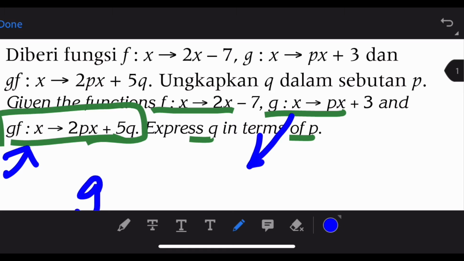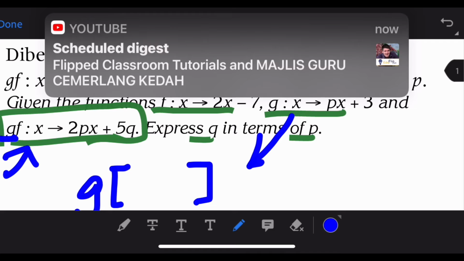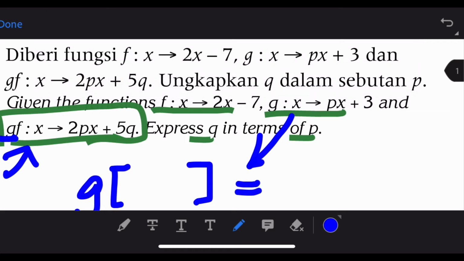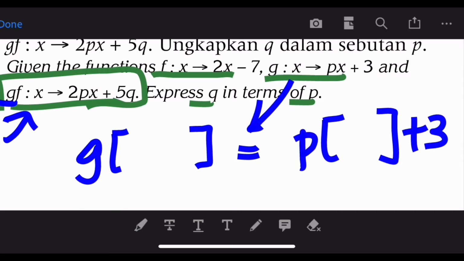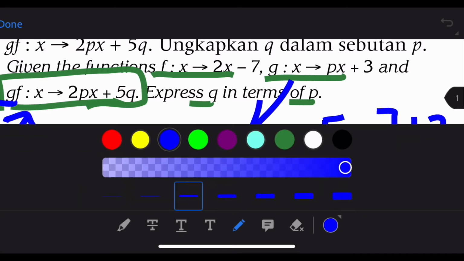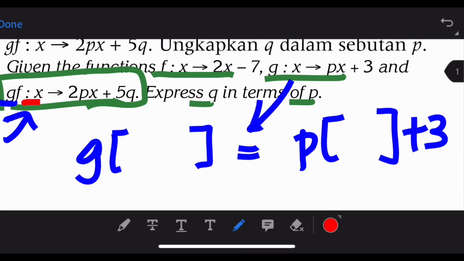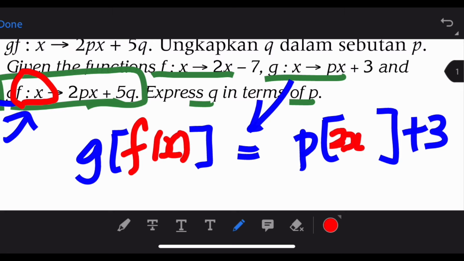So I'm going to copy g, because it's actually a composite function, g of f(x), right? So I'm going to write it like this, g(something) = p(something) + 3. You see, the way to do a function is always like that. Then only we see the object. The object is of course f(x), so we substitute f(x), which is 2x minus 7, inside here. Then only we will simplify.